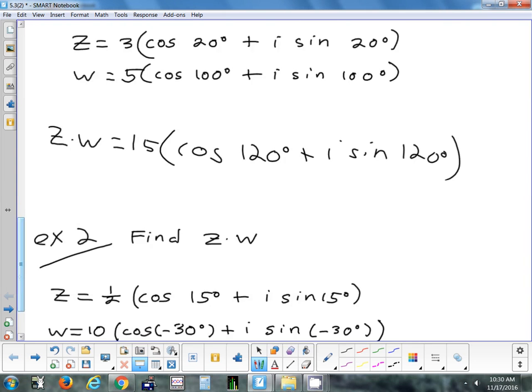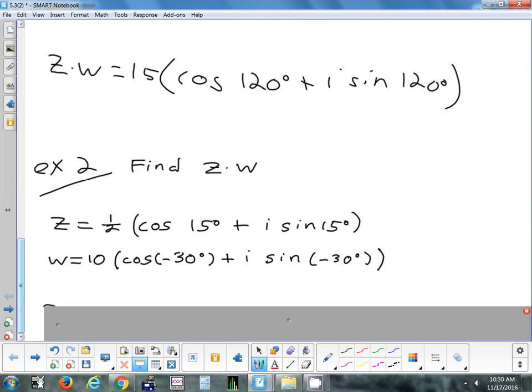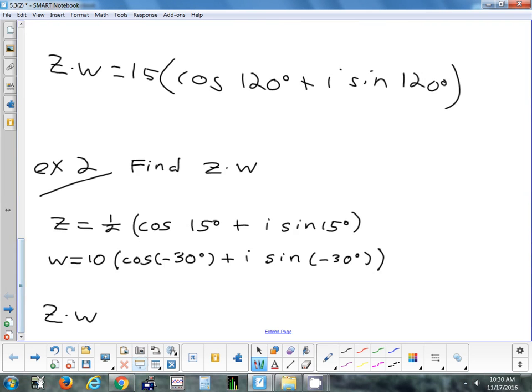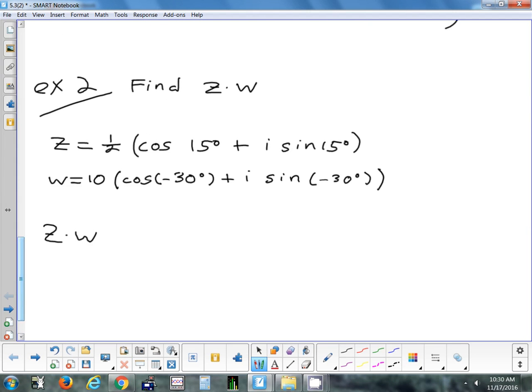All right, let's try this one. This time z is 1/2 (cosine 15 plus i sine 15), and w is 10 (cosine negative 30 plus i sine negative 30). So when I multiply them together, I have to find my radius, and I have to find my angle.